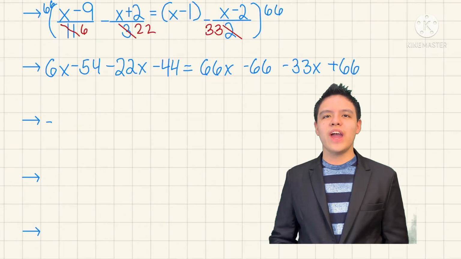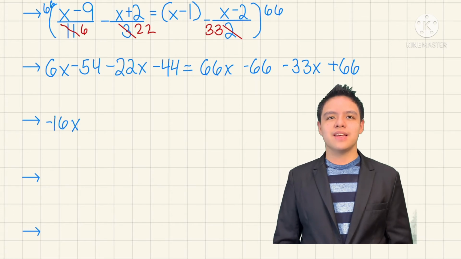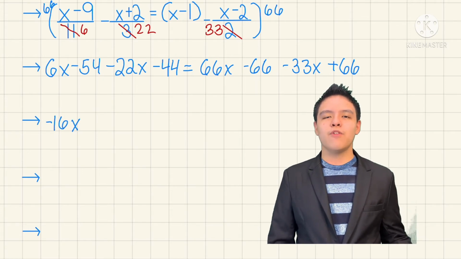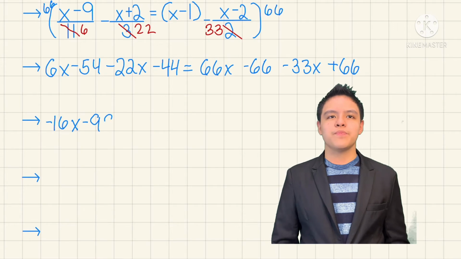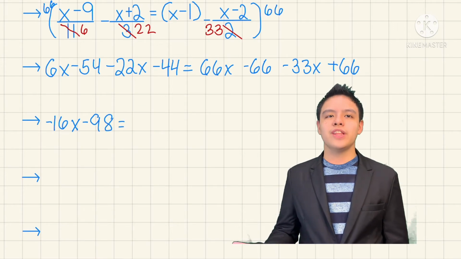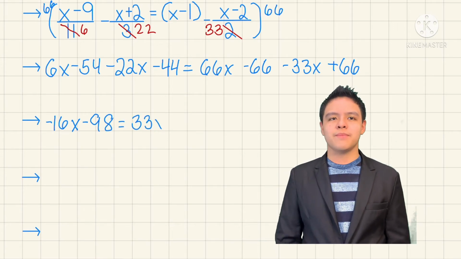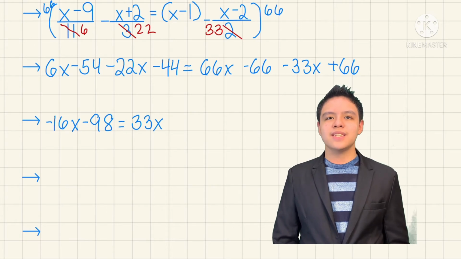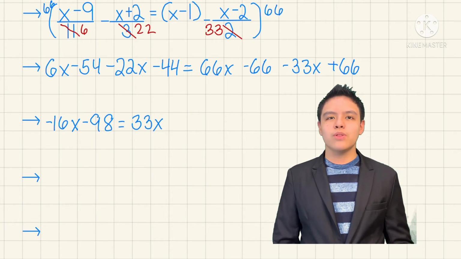6x minus 22x is negative 16x. Negative 54 minus 44 is negative 98. 66x minus 33x is 33x. And negative 66 plus 66 is equal to 0.